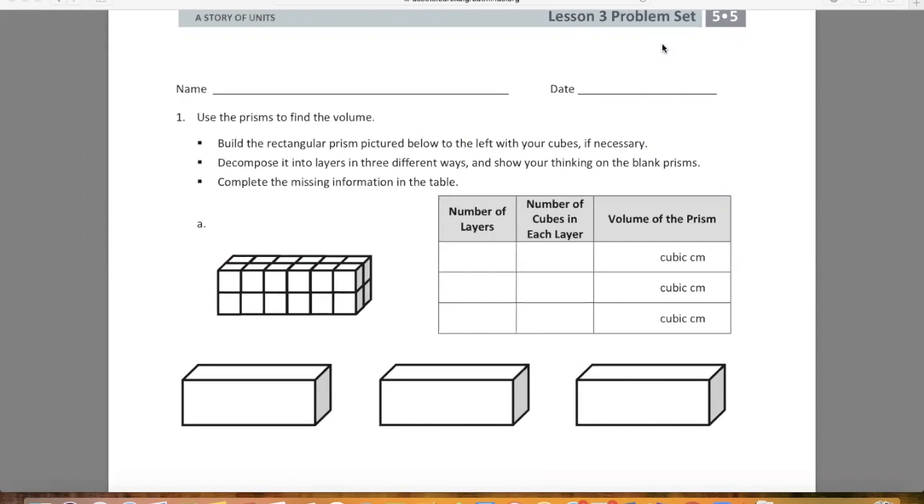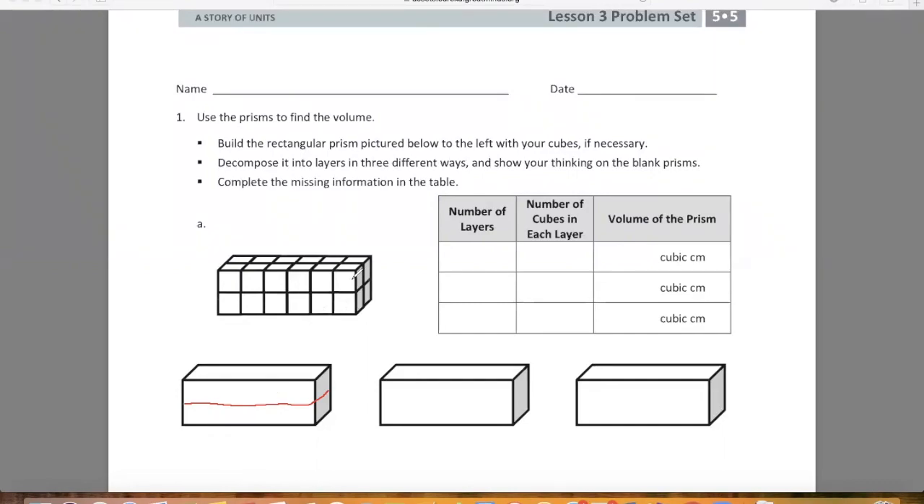And number 1 is just asking you to show different ways that you can break down these rectangular prisms and show the layers. In letter A, it's already drawn for me. For this first drawing, I am just going to show you a couple different colors. I can see that there are 2 layers, and it might help if you think of these as cake. So you see there's 2 layers of my cake, and I want to identify how many unit cubes I have in each layer.